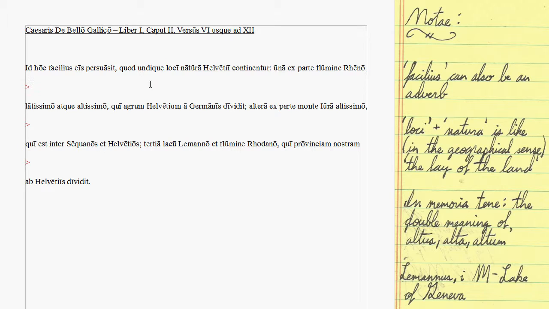Right off the bat, we have this id, neuter, could be the subject, could be the accusative. We don't know, but yes we do, because we know how to translate Latin. And we've got the context.